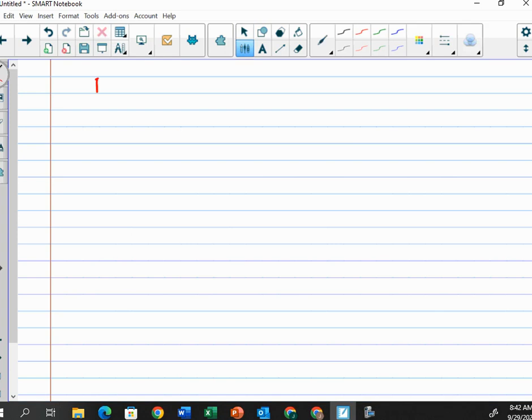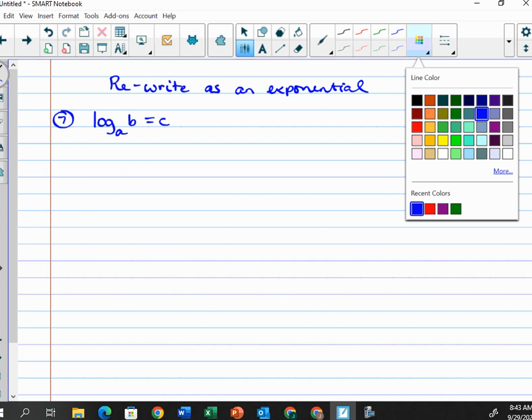Okay, we are going to rewrite as an exponential. We're now switching over to some log stuff. Log base A of B equals C. That's our first one.